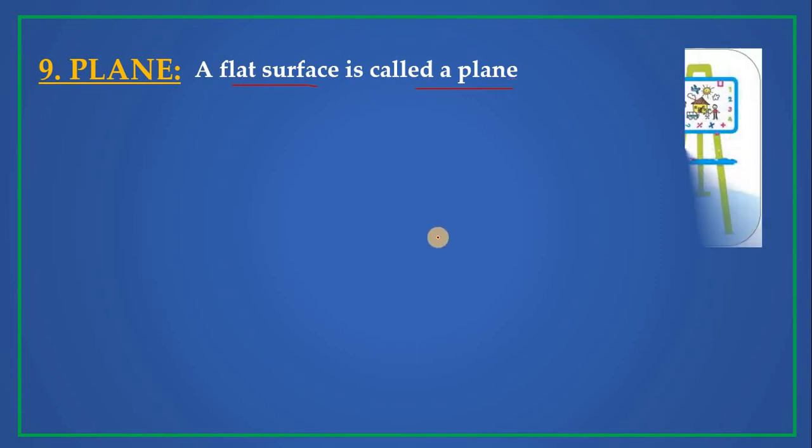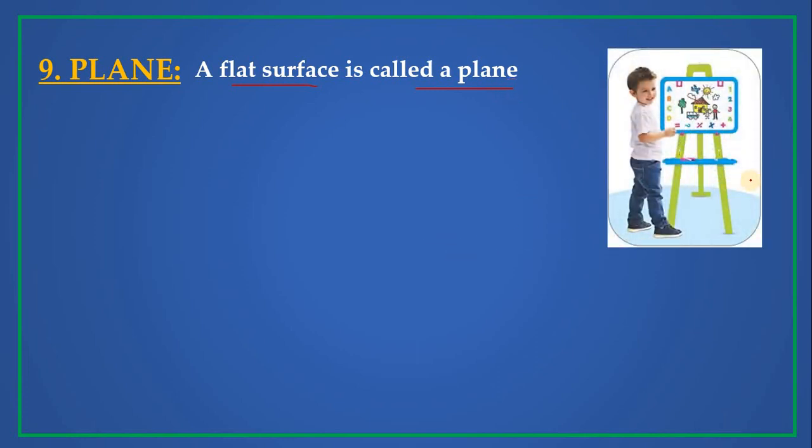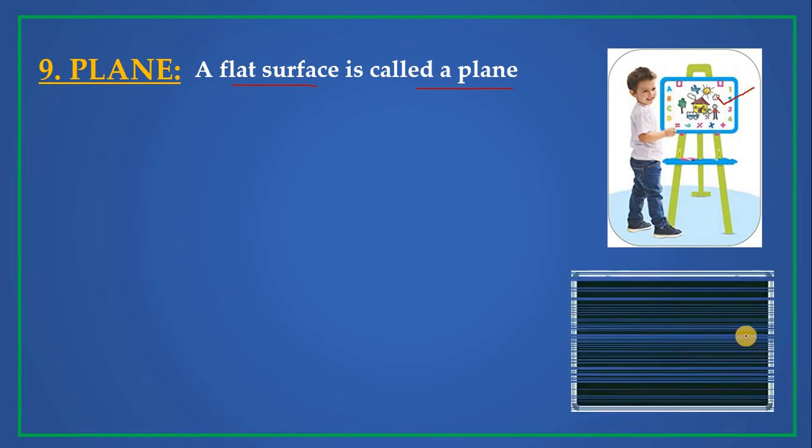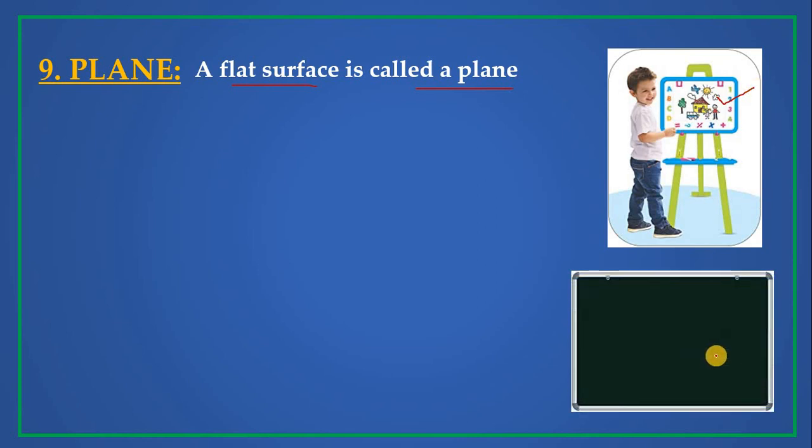And next let us see plane. Very important term it is also. A flat surface is called a plane. Very simple one. A flat surface we call a plane. Just imagine in our day-to-day life where we can see a plane. For example, the slate which kids use. The slate is an example for a plane. Similarly, the teachers use the blackboard, green board or white board. All those are examples for a plane because those are flat surfaces.